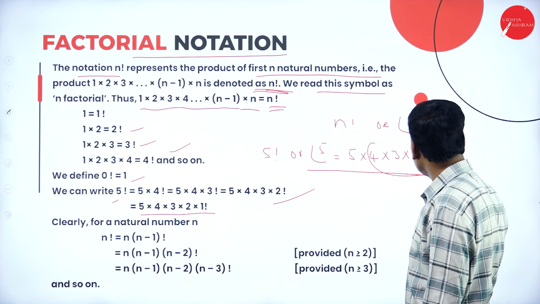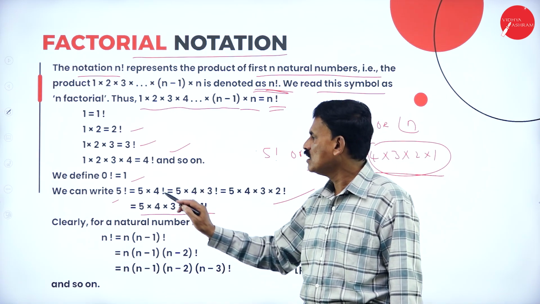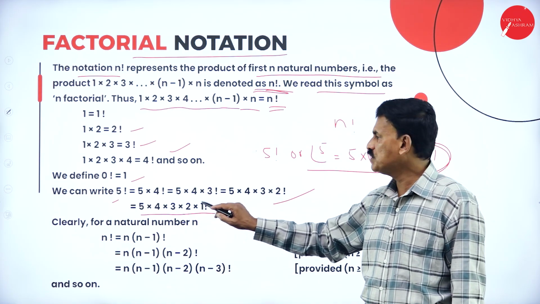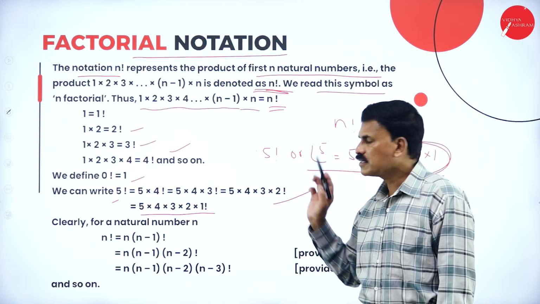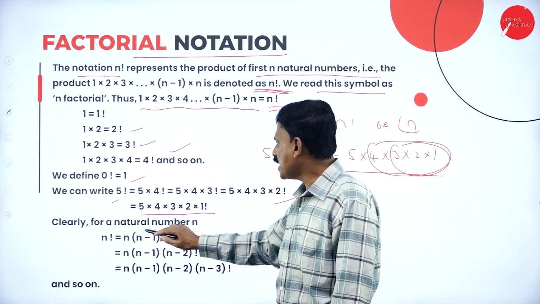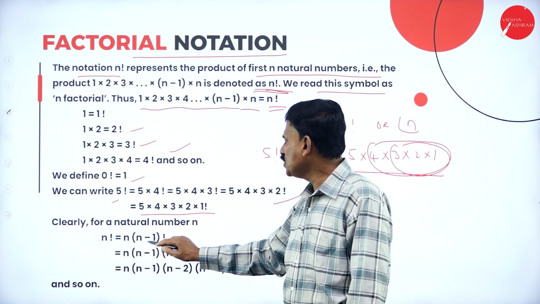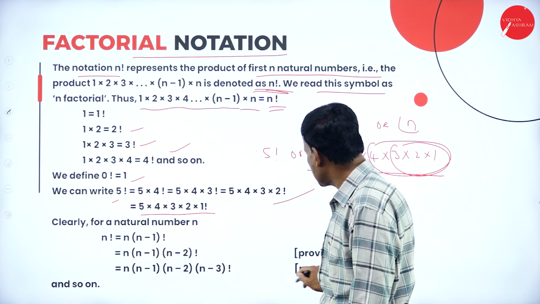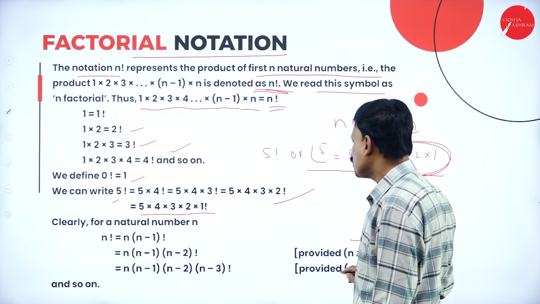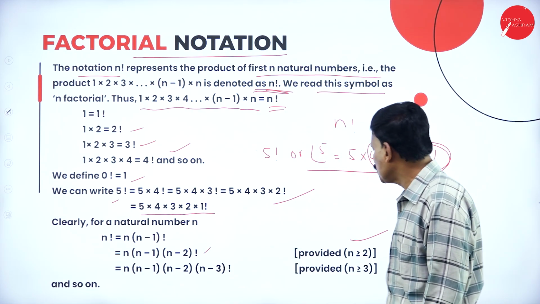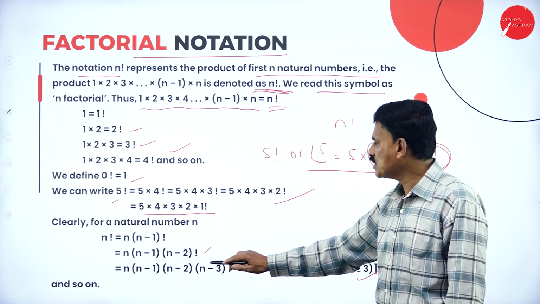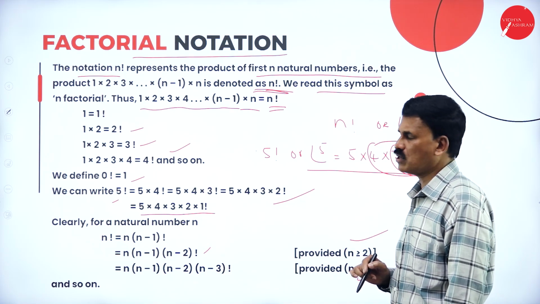Otherwise, 4 into 3 into 2 into 1 can be written as 4 factorial, so 5 into 4 factorial, or again 3 into 2 into 1 can also be written as 3 factorial, so 5 into 4 into 3 factorial, etc., and last is 1 factorial. So, clearly from this we can see that for a natural number n, n factorial is equal to n into n minus 1 into n minus 2 into n minus 3, etc. This is provided n is greater than or equal to 3, and so on.